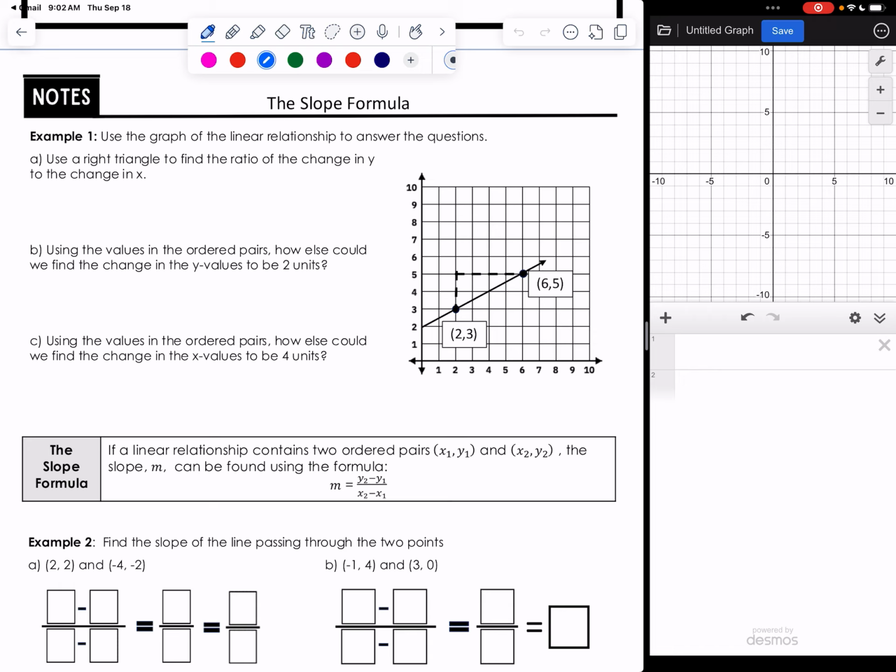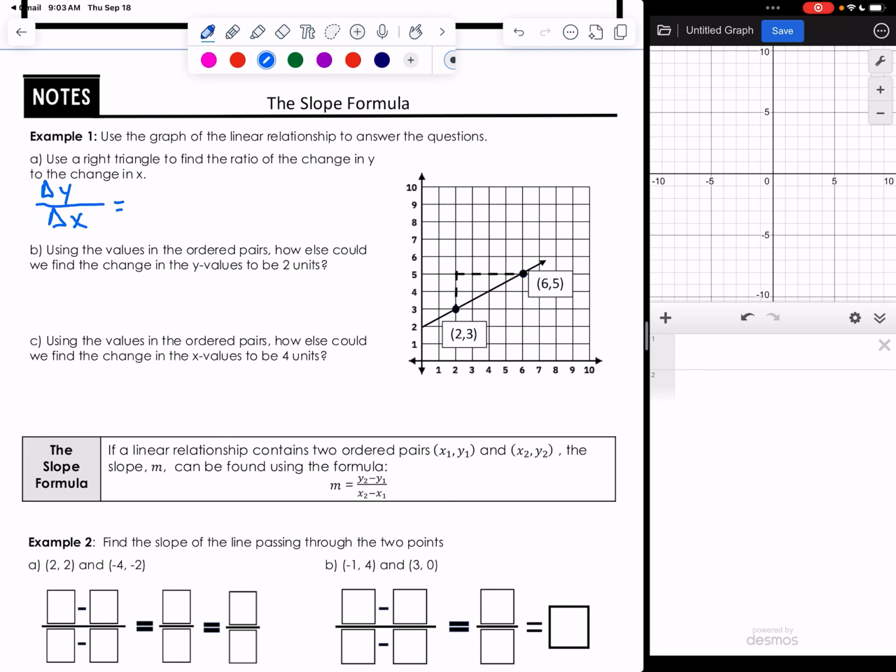Let's start with example 1. Use the graph of the linear relationship to answer the questions. In part A, it says use a right triangle to find the ratio of the change in y to the change in x. So we're going to make a ratio here, and I'm going to abbreviate change in y to delta y. That's just a shortcut way of writing change in y. And I'll abbreviate change in x to delta x.